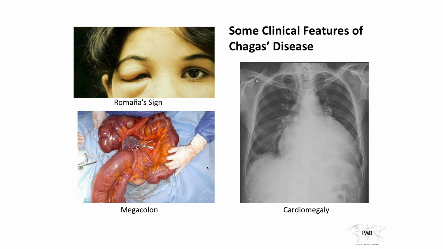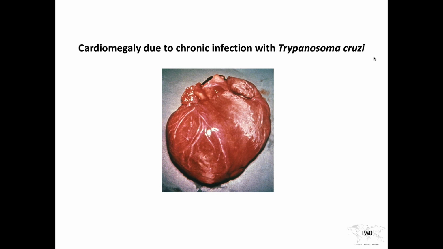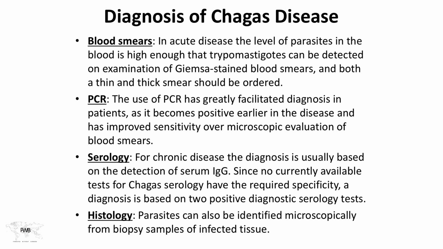This is the enormous megacolon, and this is a cardiomegaly seen on chest imaging. Here's that impressive heart I described. We say that we need to worry about the conduction system, but there's something quite impressive about cardiomegaly due to chronic infection with Trypanosoma cruzi.